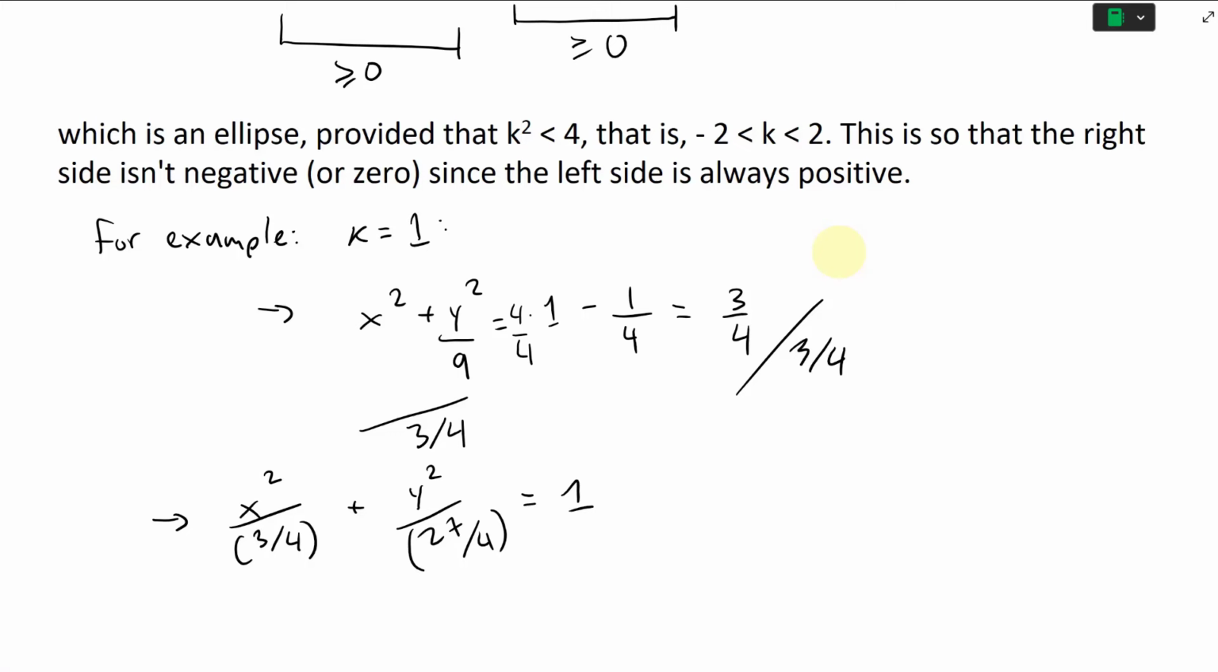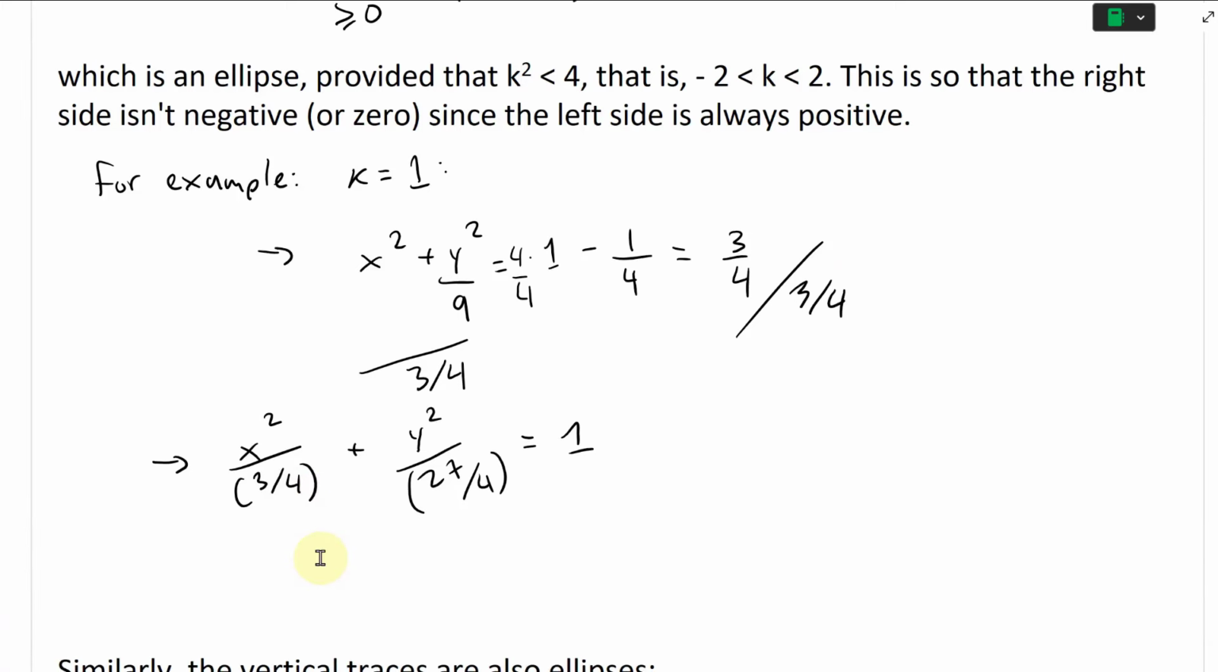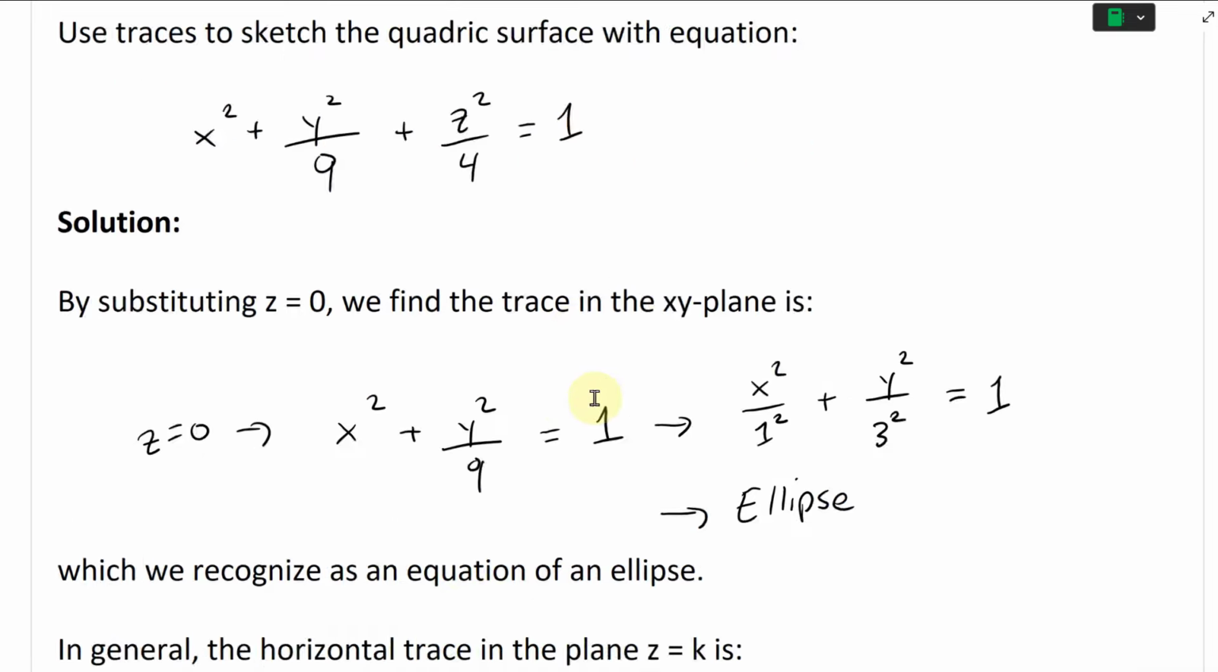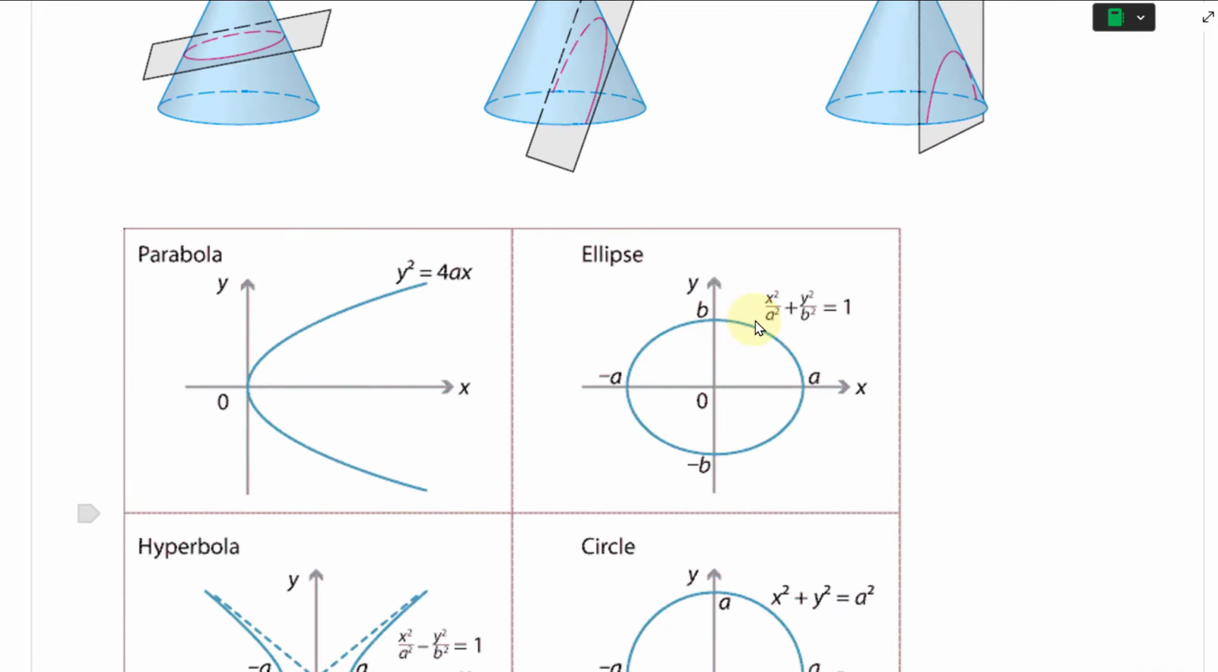equals 1. And these ones, you can obviously write as square roots and so on, square roots and then squared to get the radius. And this is going to be our standard form. And yeah, this is just an ellipse. And you can convert those over to here, the a squared and so on.